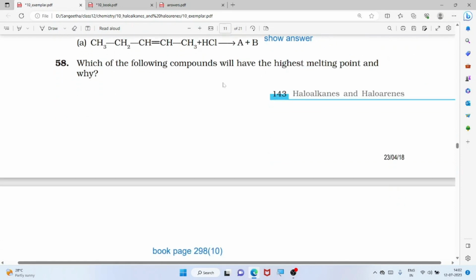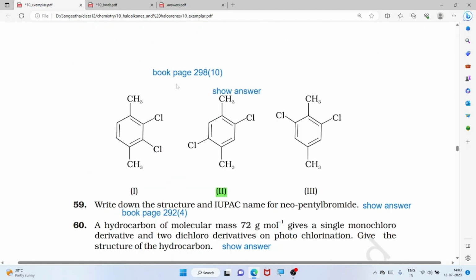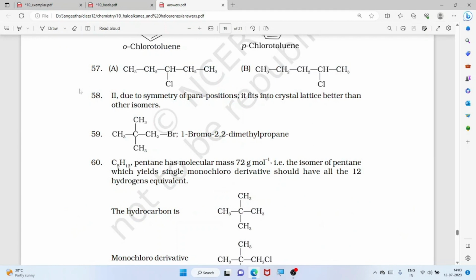Which of the following will have the highest melting point and why? Due to the symmetry of the para position, the crystal packing is better than this. Already they have given that answer, I think. Question 58.